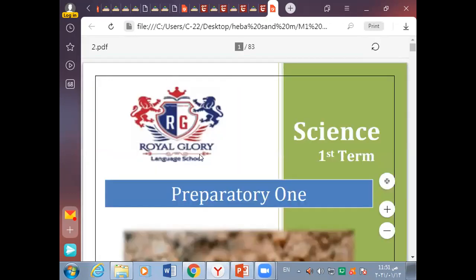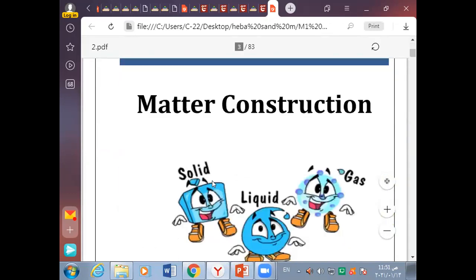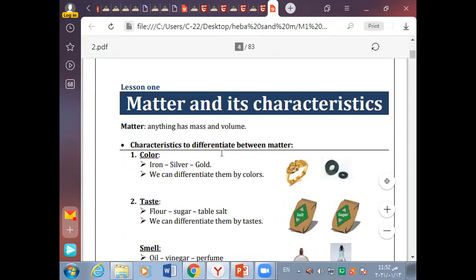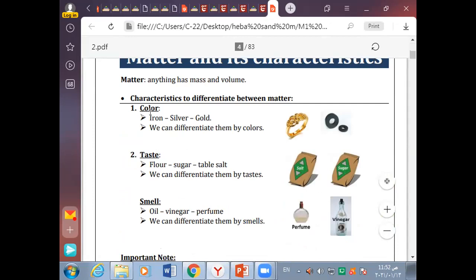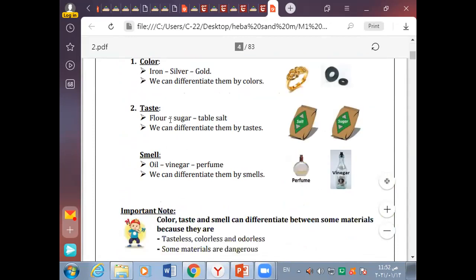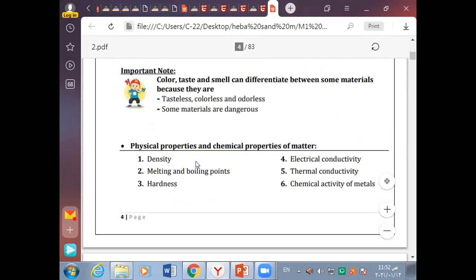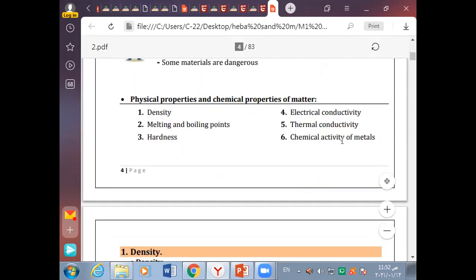Here we have a small summary for unit 1. Let's review together matter construction. We can differentiate in this lesson between silver, iron, or gold by the physical property, which is color, and we can differentiate between flour and sugar by the taste, oil or vinegar by smell. What are physical properties? Density, melting and boiling point, hardness, electrical conductivity, thermal conductivity, chemical activity of metals.